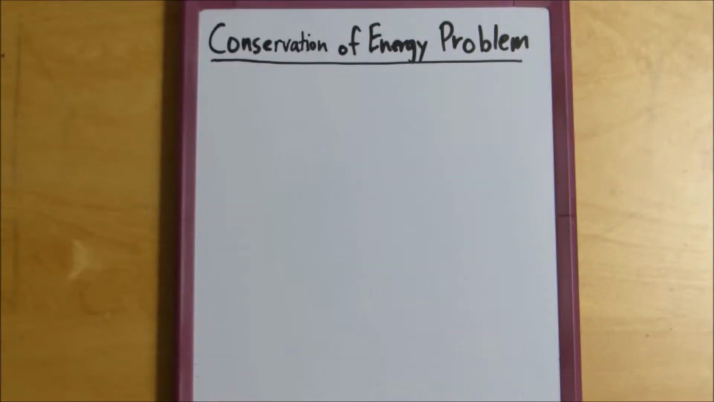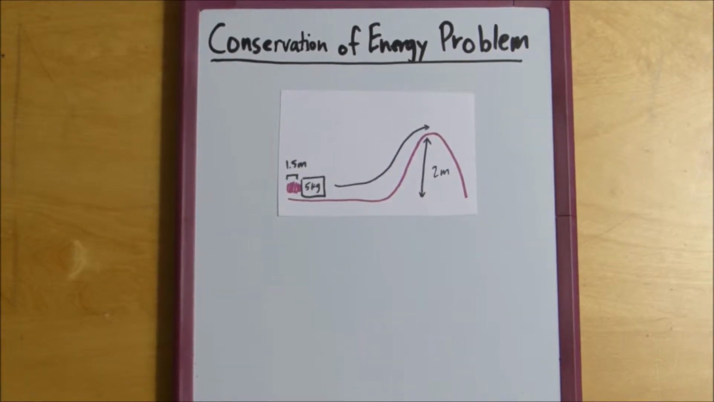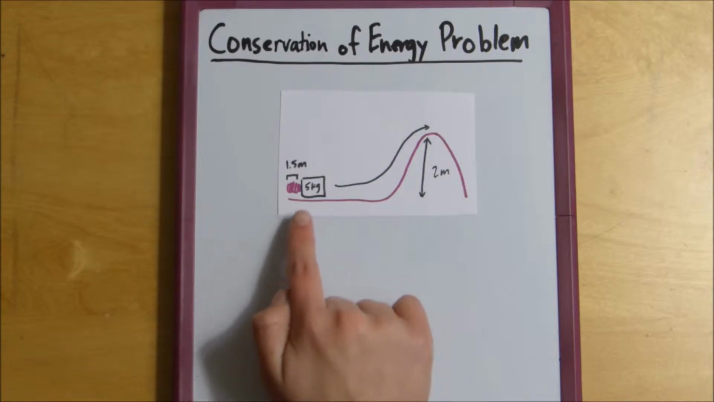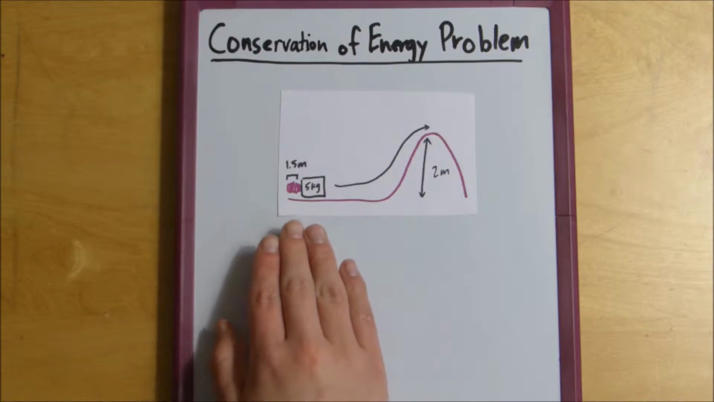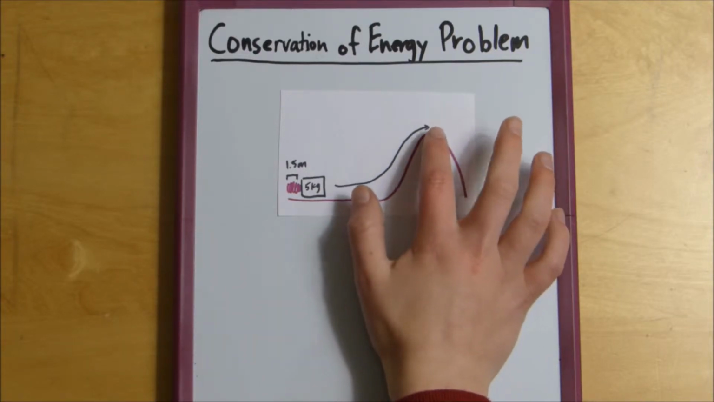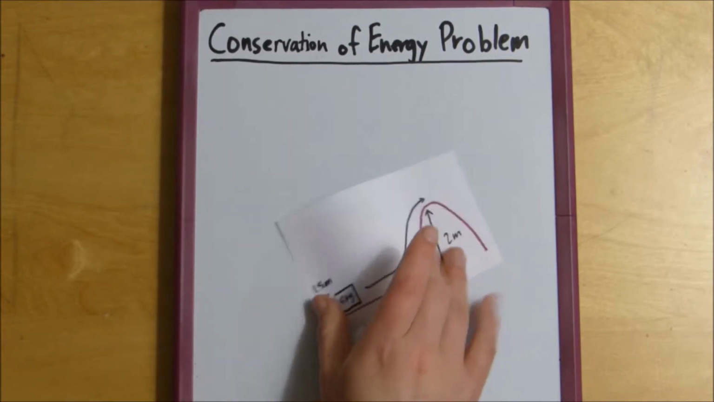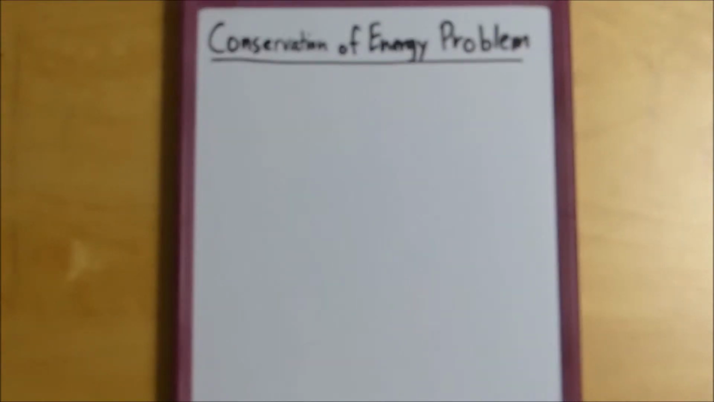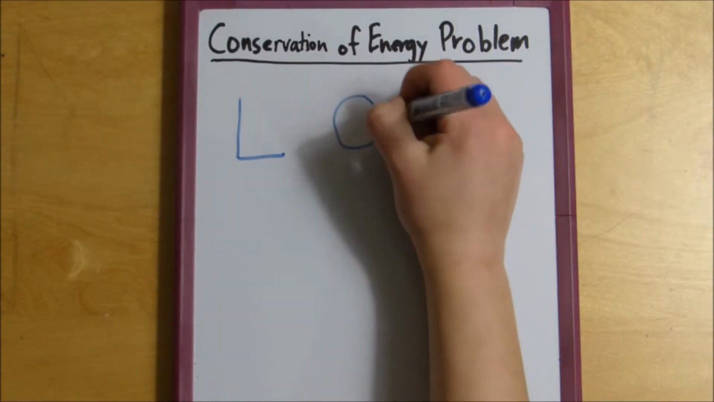So, what I did is I drew out a little diagram of our problem. Essentially, we have this compressed spring, 1.5 meters, and then there's our block, and the energy that's stored in the spring pushes the block up this hill. And we're trying to find the velocity at the top of the hill, right? So the first thing we should do is draw some LOL charts to figure out where the energy is.